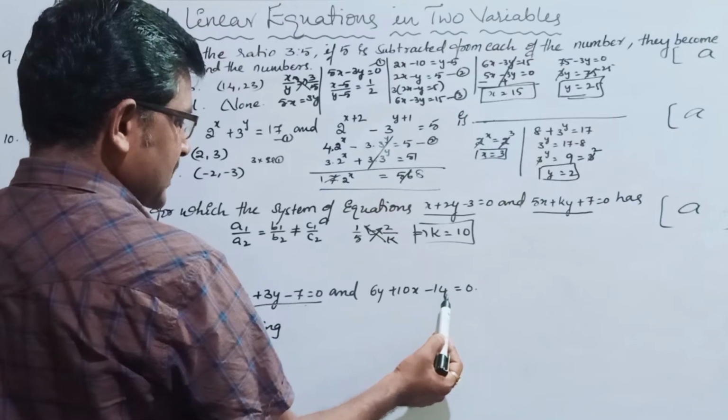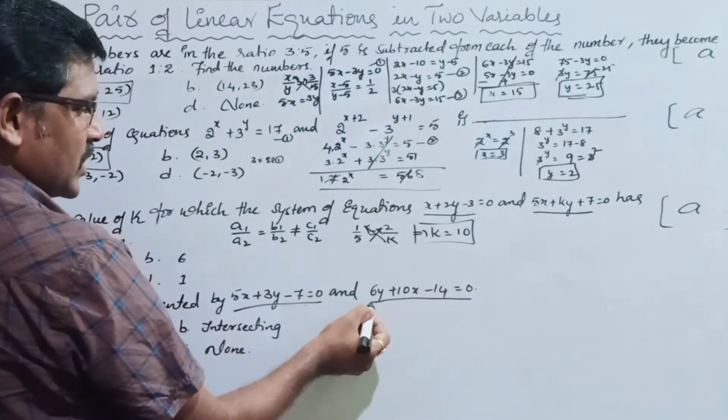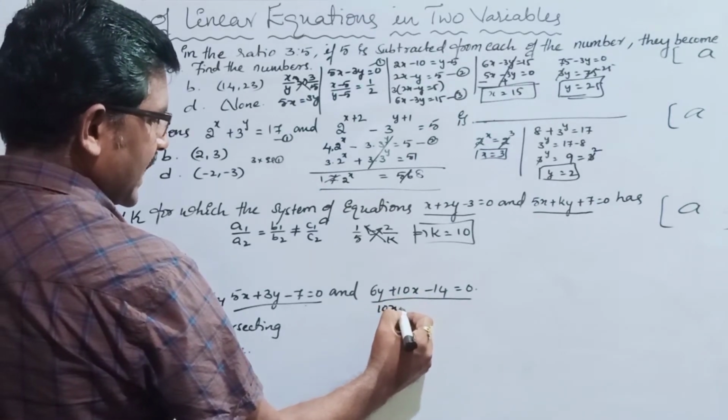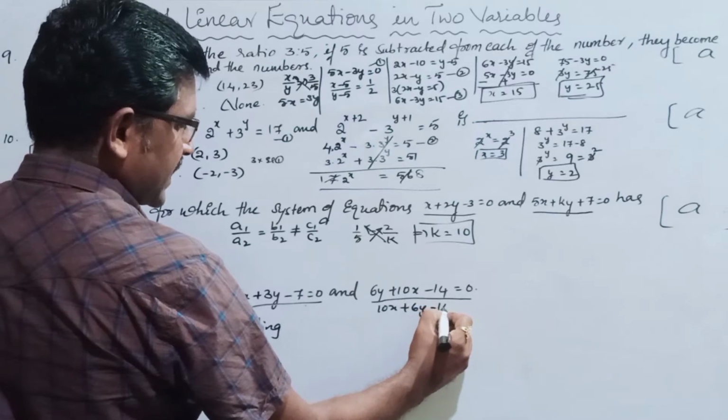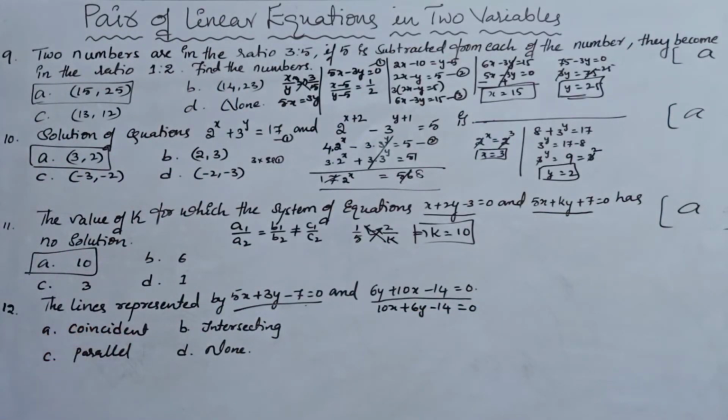6y plus 10x minus 14 is equals to 0. So here, the equation should not confuse us. So write it again in the correct form: 10x plus 6y minus 14 is equals to 0. Are they coincident lines, intersecting lines, parallel lines, or none of these?